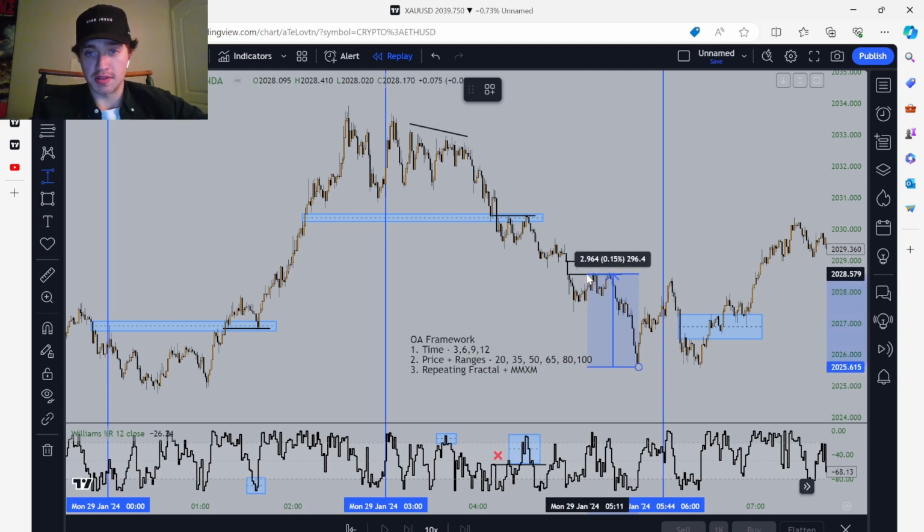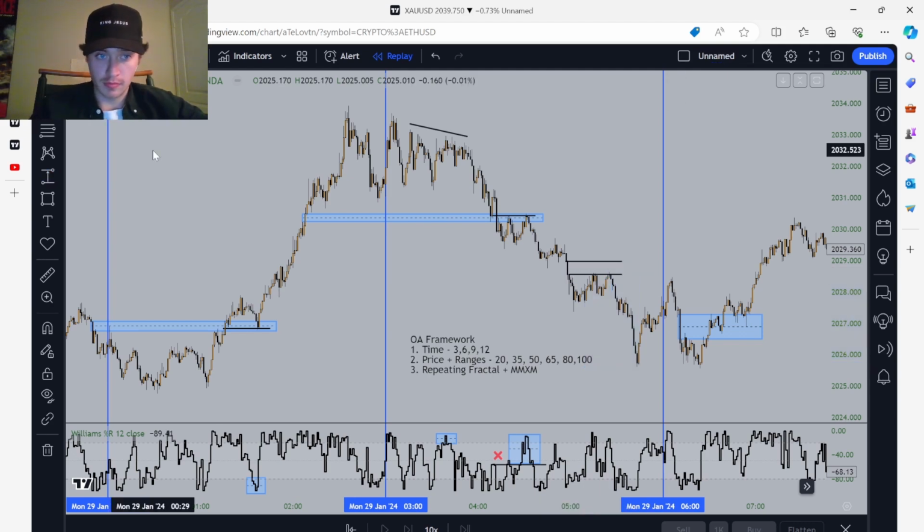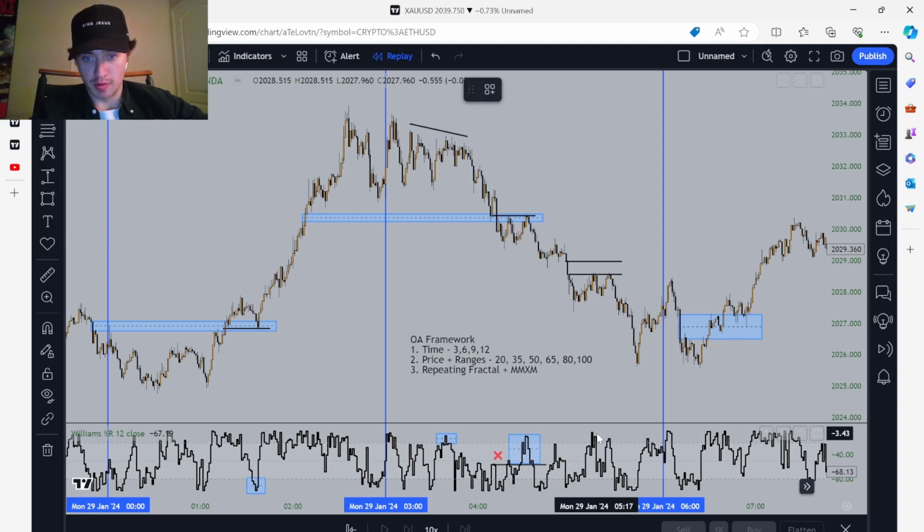Here on this setup, 30 points. Just going to mark out the Williams percent R here so you guys can see that this is a valid optimal advanced setup. So we retrace, it's probably going to be roughly 10. The expansion is 30. Yep, and the retracement is 10 pips again.